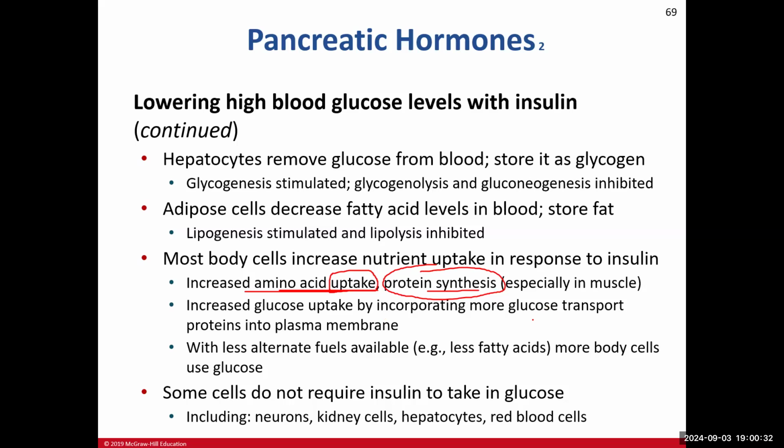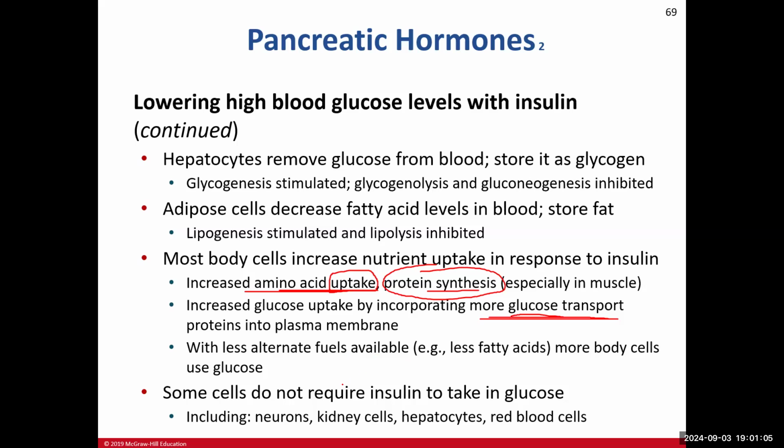The whole purpose of insulin is to increase glucose transport across the plasma membrane by inserting those protein channels, what we call the glucose transporters. Glucose is a relatively large molecule and it cannot diffuse directly through the plasma membrane, so it needs help. And so it's going to utilize those glucose transporters to do so.